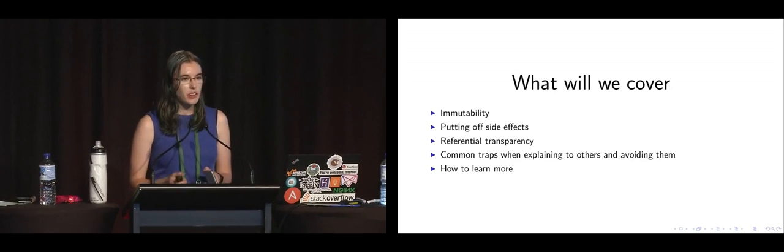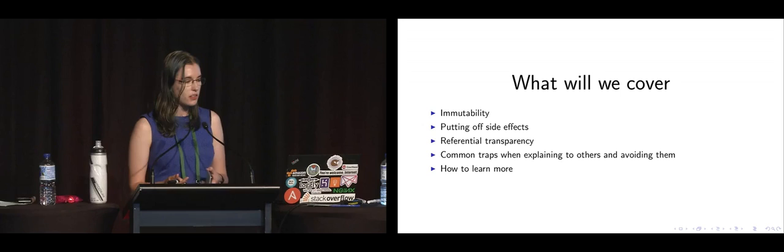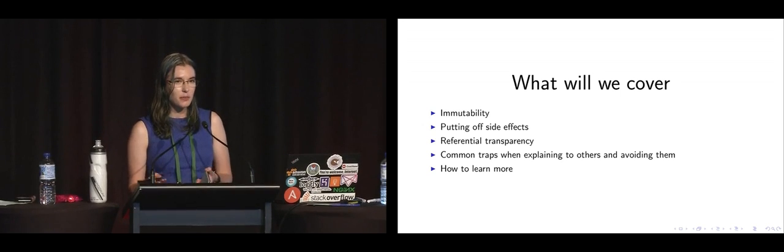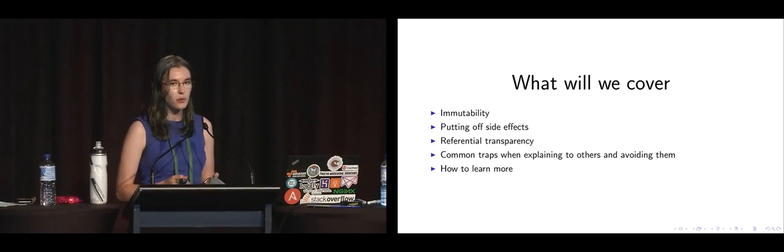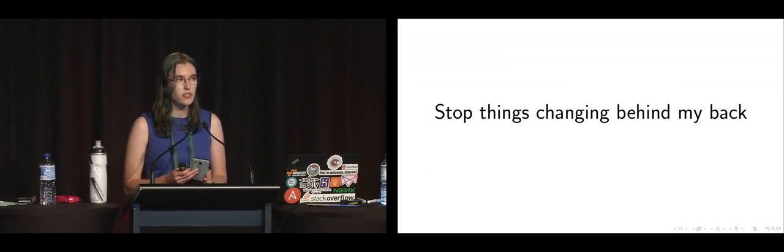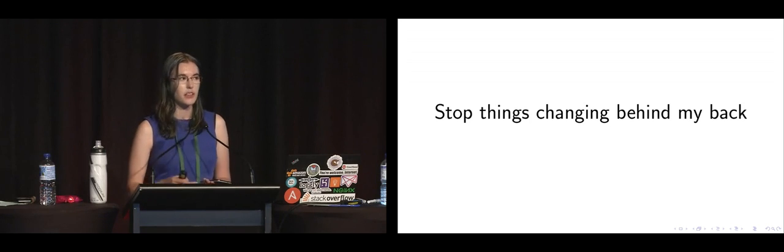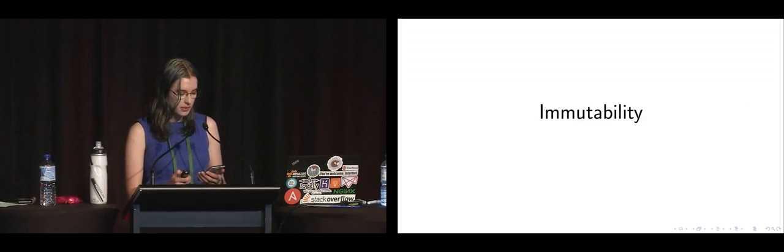So we'll talk about immutability, putting off side effects, referential transparency, some common traps that people make when explaining it, and where you can go to learn some more about it. And all of it, to me, really comes back to stopping things from changing behind my back in unexpected ways, making it all very clear so I can reason about it and see what's going on.